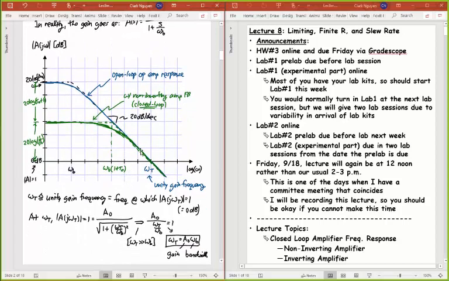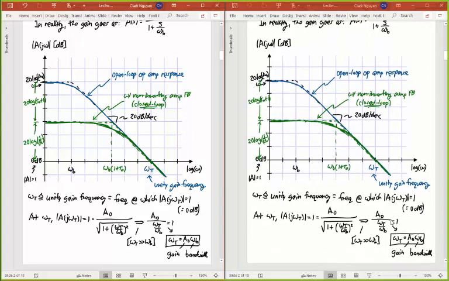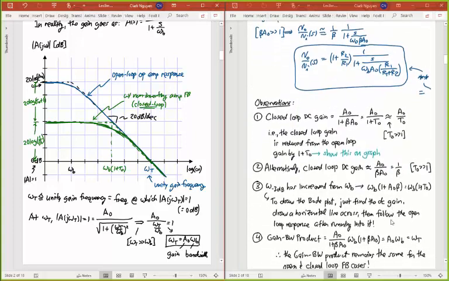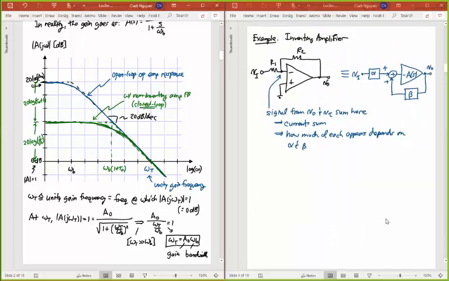The last thing that we did last time was another example. I did an example of a non-inverting amplifier. Now what I want to do is an example of an inverting amplifier. This is what we did, the last thing that we did last time. So, inverting amplifier example, you can recognize this inverting amplifier.